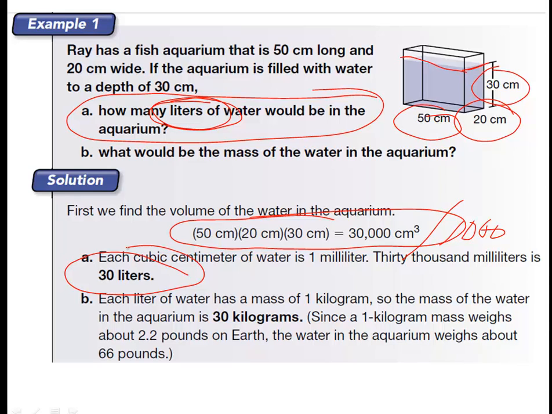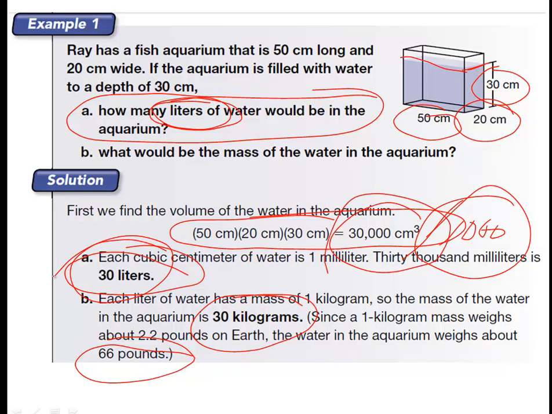Part B says, what's the mass? So how much does it weigh? Well, if it is 30 liters and we know that they're all related, then we also know that it will be 30 kilograms. And if you convert that to the United States system, then it would equal 66 pounds because 1 kilogram of mass weighs about 2.2 pounds. So not too tough. You've just got to remember this conversion at the end. This isn't your answer. This is your answer right here, because you've got to turn this into liters because it asks for liters.